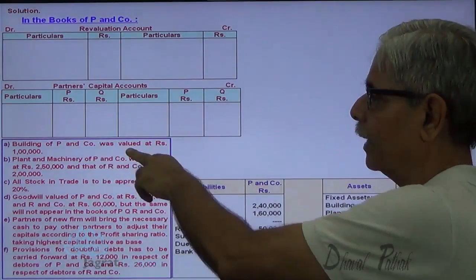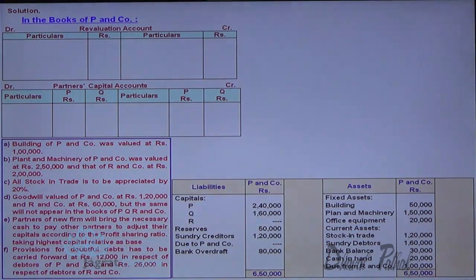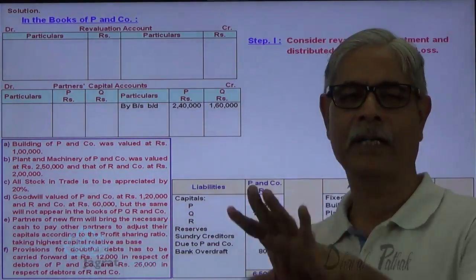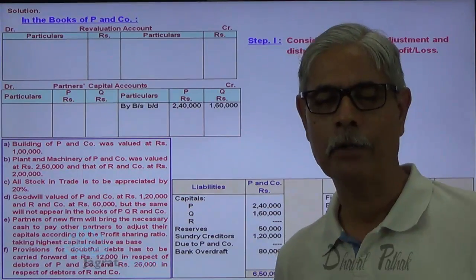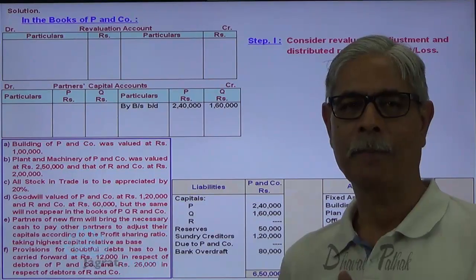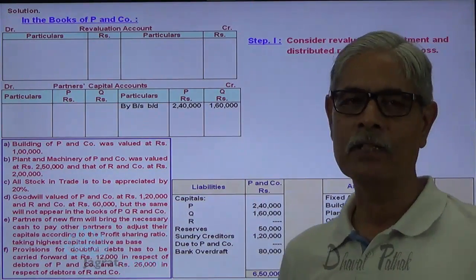Now the building of P company is valued at 1 lakh. The building is how much? 50,000. Before that, I write the capital balances of P and Q to their capital accounts. So what is the first step? First of all, write down the capital balances. Then consider the revaluation adjustment, because revaluation profit or loss is to be transferred to the partners' capital accounts. So this capital account is going to be changed.